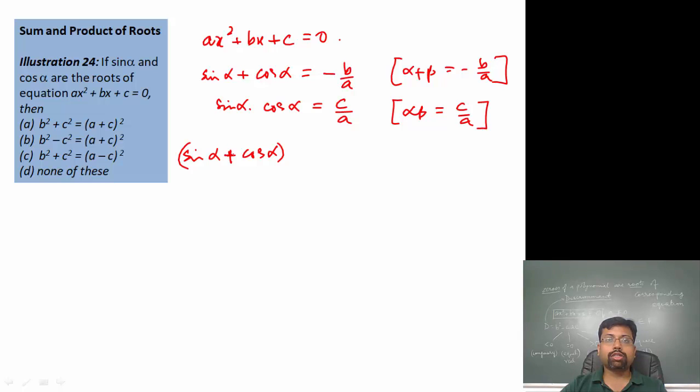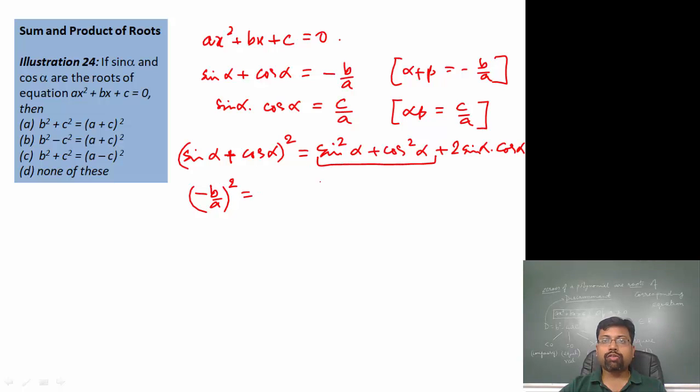Why do we take the square? Because of another trigonometrical identity that we know, that sine square alpha plus cos square alpha is 1. So we are going to use that. That's why I took the square of this. Now you have sine alpha plus cos alpha whole square, so you have minus b by a whole square is equal to, instead of sine square alpha plus cos square alpha, I can simply write 1, plus 2 into sine alpha cos alpha, which is c by a.